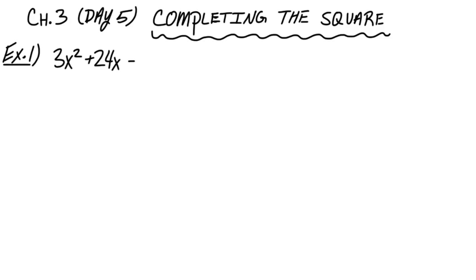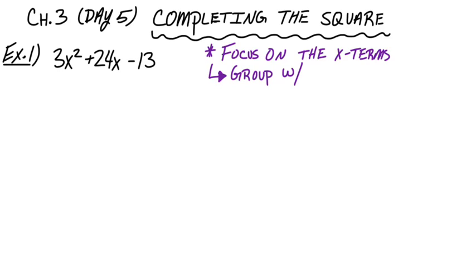First example, it's actually pretty easy. 3x squared plus 24x minus 13. What you should know about this right away is this isn't factorable. So we're going to manipulate this a little bit. First thing I want you to do is focus on the x terms only. So group with parentheses the things that have x's on them. So 3x squared plus 24x, I want you to group that. So we're going to zoom in and focus on the x terms.